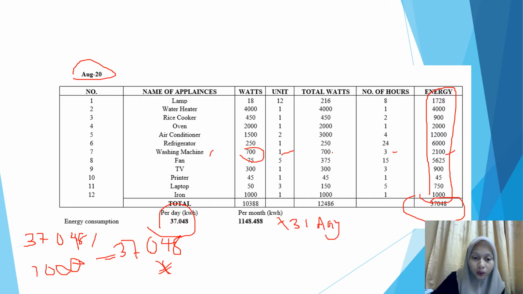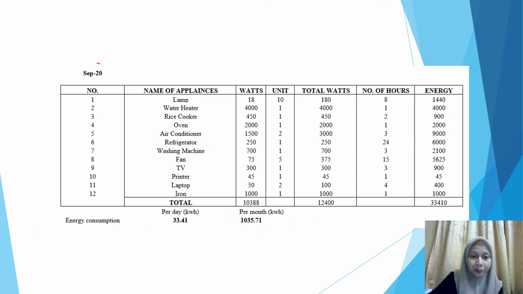So 3000 3 points 37.04, 37.048 times 31 days, and we get 1114.8 kilowatt hours. That is August. Next we see September.